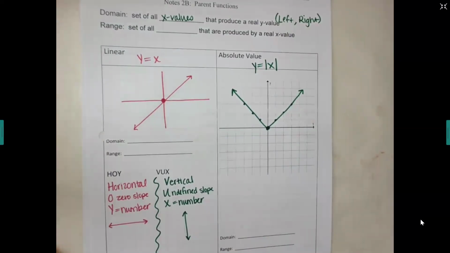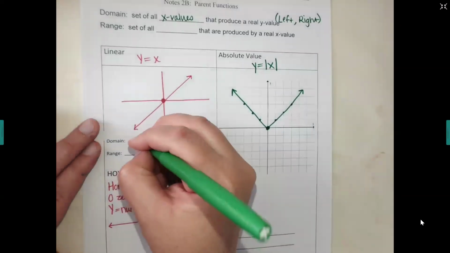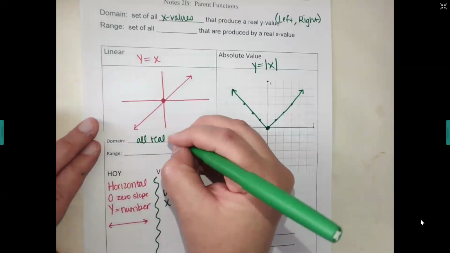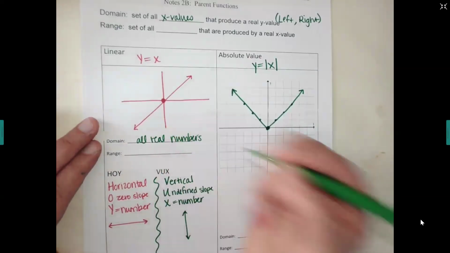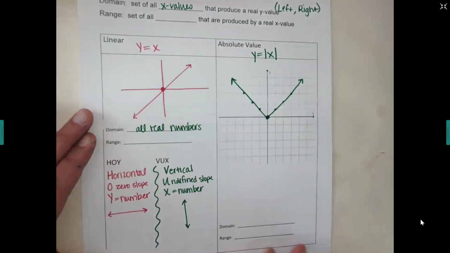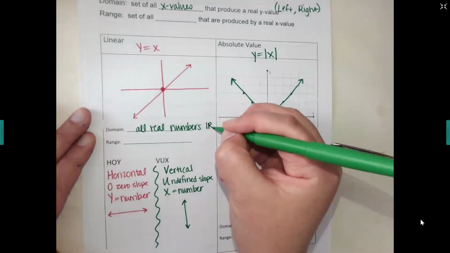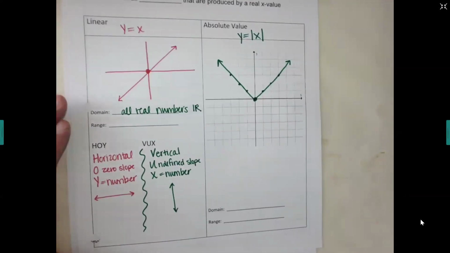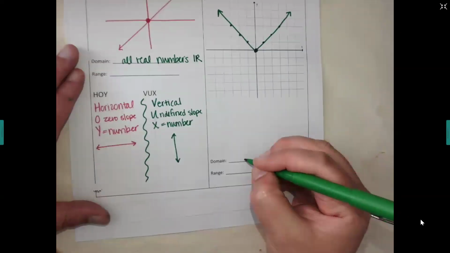Now, the good news for both of these functions is that they both go forever both directions. My line goes forever to the left down. My V goes forever to the left up, but they both keep going and going. Same thing to the right. So our domain, we're going to put all real numbers. If you remember this symbol from last time, it's a little bit shorter than having to write it. So for the other functions, I'm just going to put that little symbol instead. But for the V, it should be the same thing.